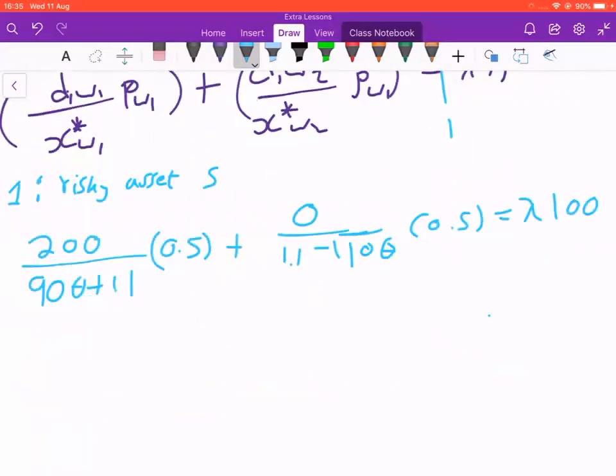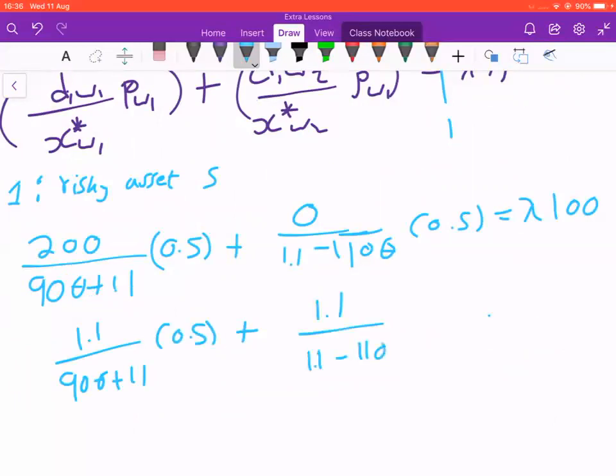And then we do the same thing for asset 2. The payoff is going to be 110 over 90 theta plus 110, and then the probability is going to be 0.5. Again, the payoff for state 2 is 110 over 110 minus 110 theta. The probability is 0.5, equals to lambda. Actually, the price was going to be 1, sorry. So there is no need to write the 1. Are we still clear now?